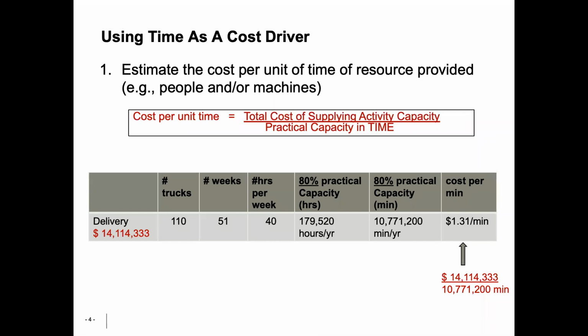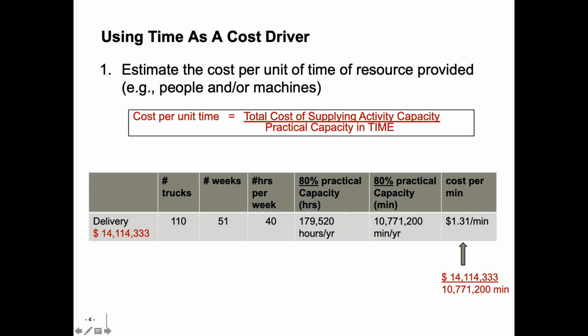And we look at the number of trucks that the company has, number of weeks that the company operates, number of hours per week. When we multiply these three, we get the total hours per week. But out of that, only 80% is the capacity that is actually being used. And that is the activity capacity. So 0.8 times the product of these three is the practical capacity for this company, which is 179,520 hours per year.